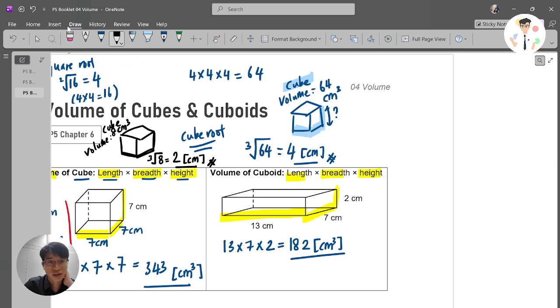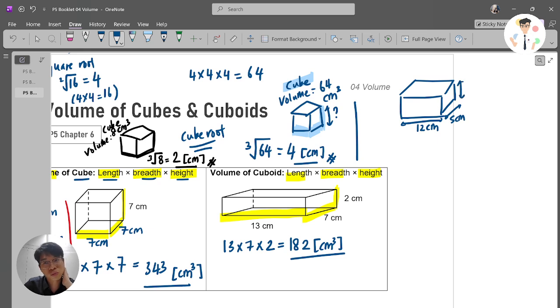Now, let's move on to the cuboid. Now, for example, I have a cuboid. Maybe not that nice. I'll just simply draw like this. Okay. Now, I tell you that this side is 12 cm. I tell you that this side is 5 cm. But I don't tell you what is the height. But I tell you this is a cuboid. And the volume given to you is 240 cm cube.